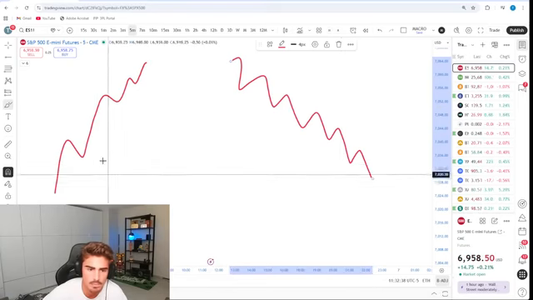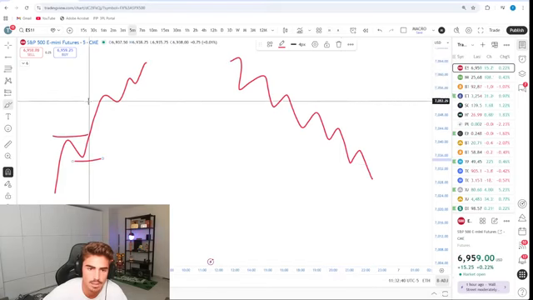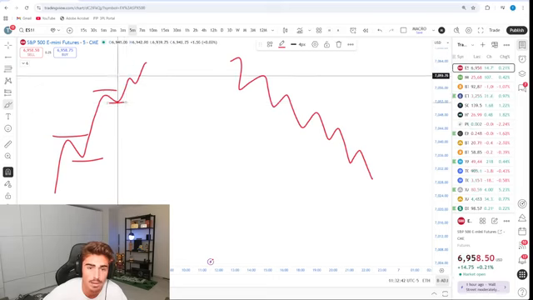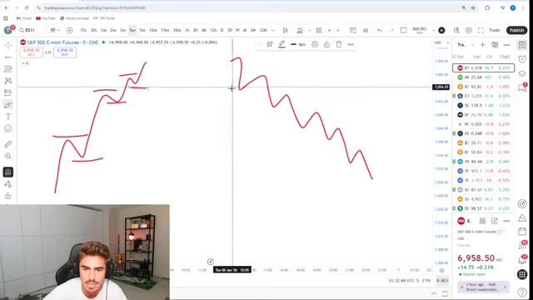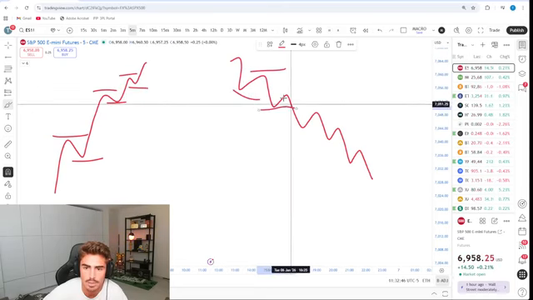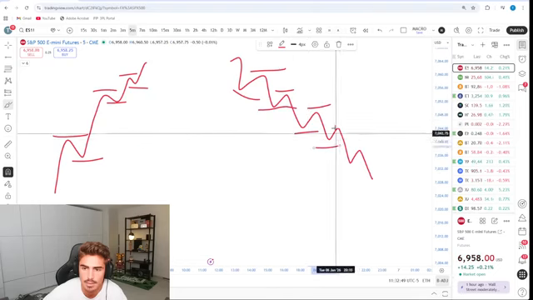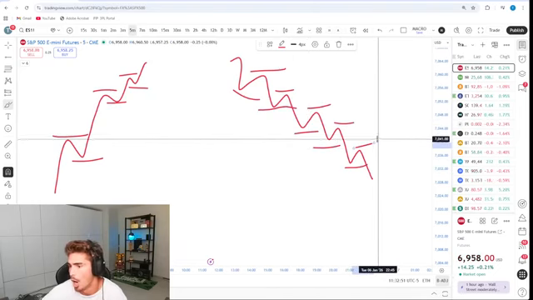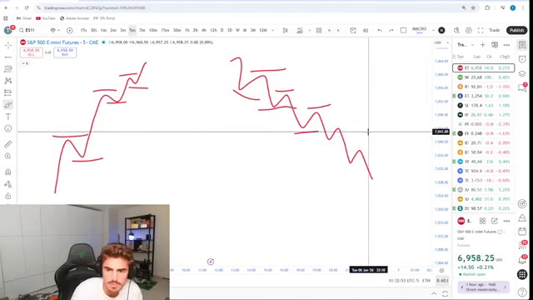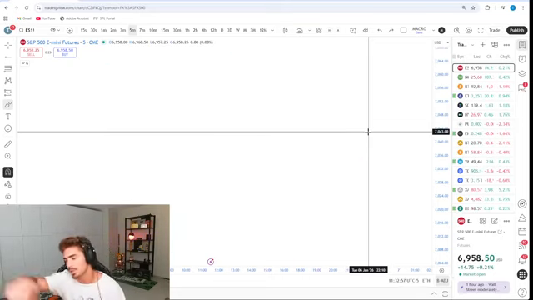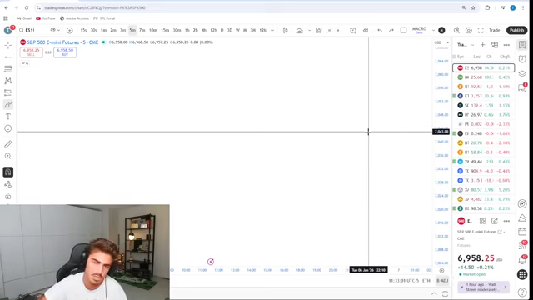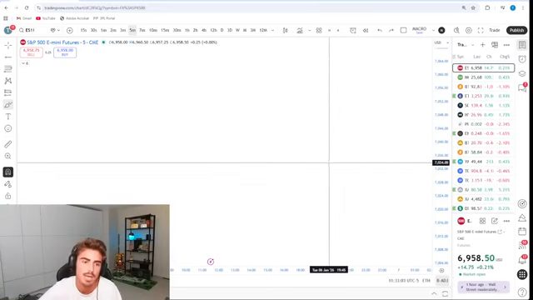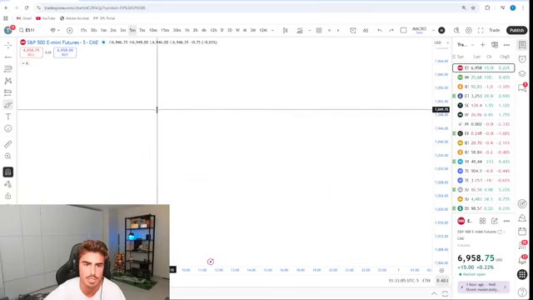Now, this is market structure. We have a high, then a low, higher high, higher low, higher high, higher low. In a downtrend, it's a low, a high, lower low, lower high, lower low, lower high, and so on. That's how the market moves, and that is market structure. So when we're in an uptrend, we are in bullish market structure. And when we're in a downtrend, we are in bearish market structure.